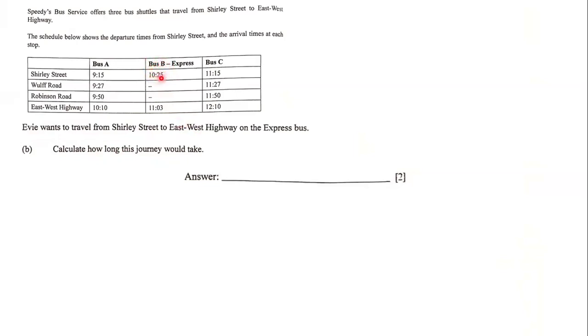So bus B leaves Shirley Street at 10:25 and arrives at East-West Highway at 11:03. And so we're going to use these two times, 11:03 and 10:25. We're going to put the ending time on top, and we're going to put the start time at the bottom. And so we have hours and minutes. We're going to take the ending time or the arrival time, which is 11:03. So 11 hours and 3 minutes.